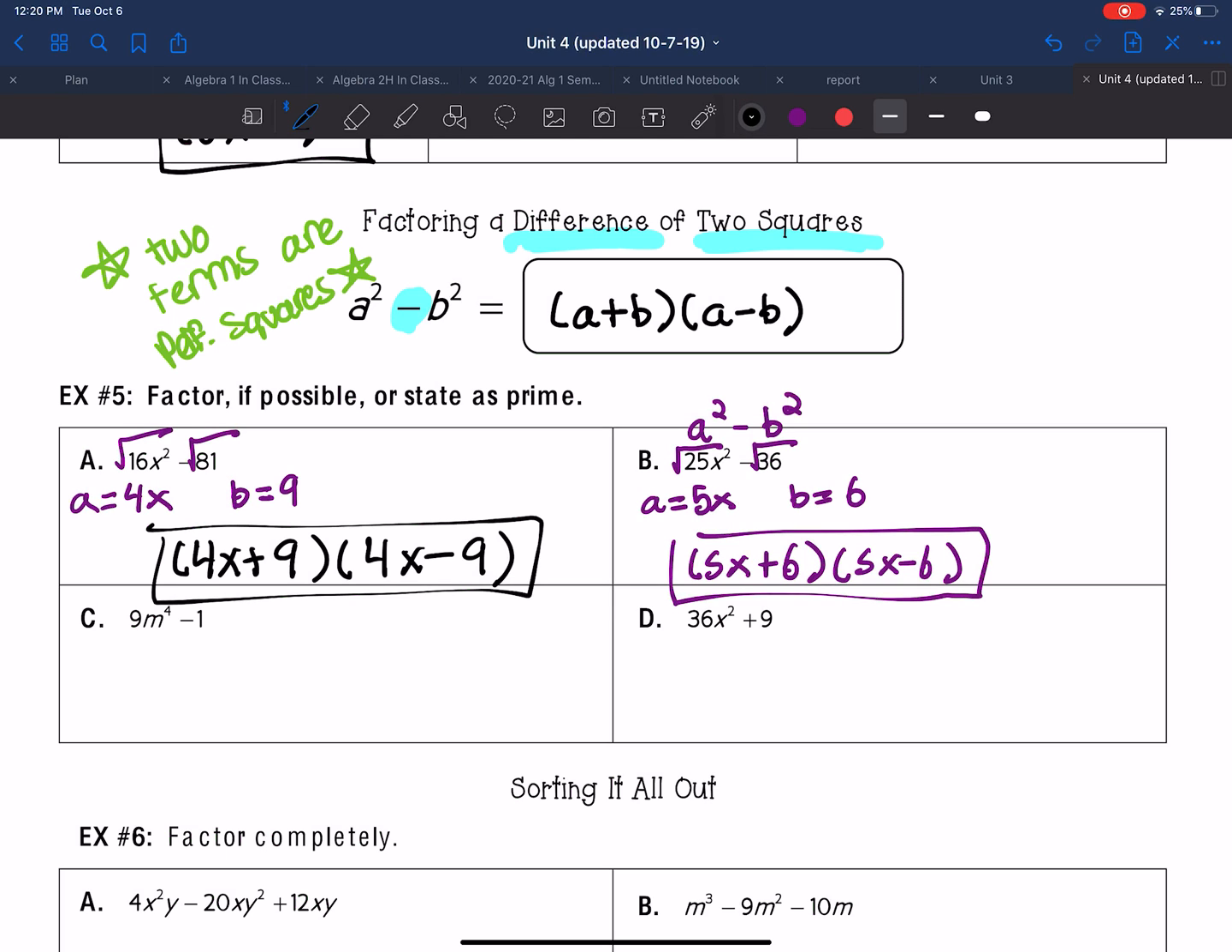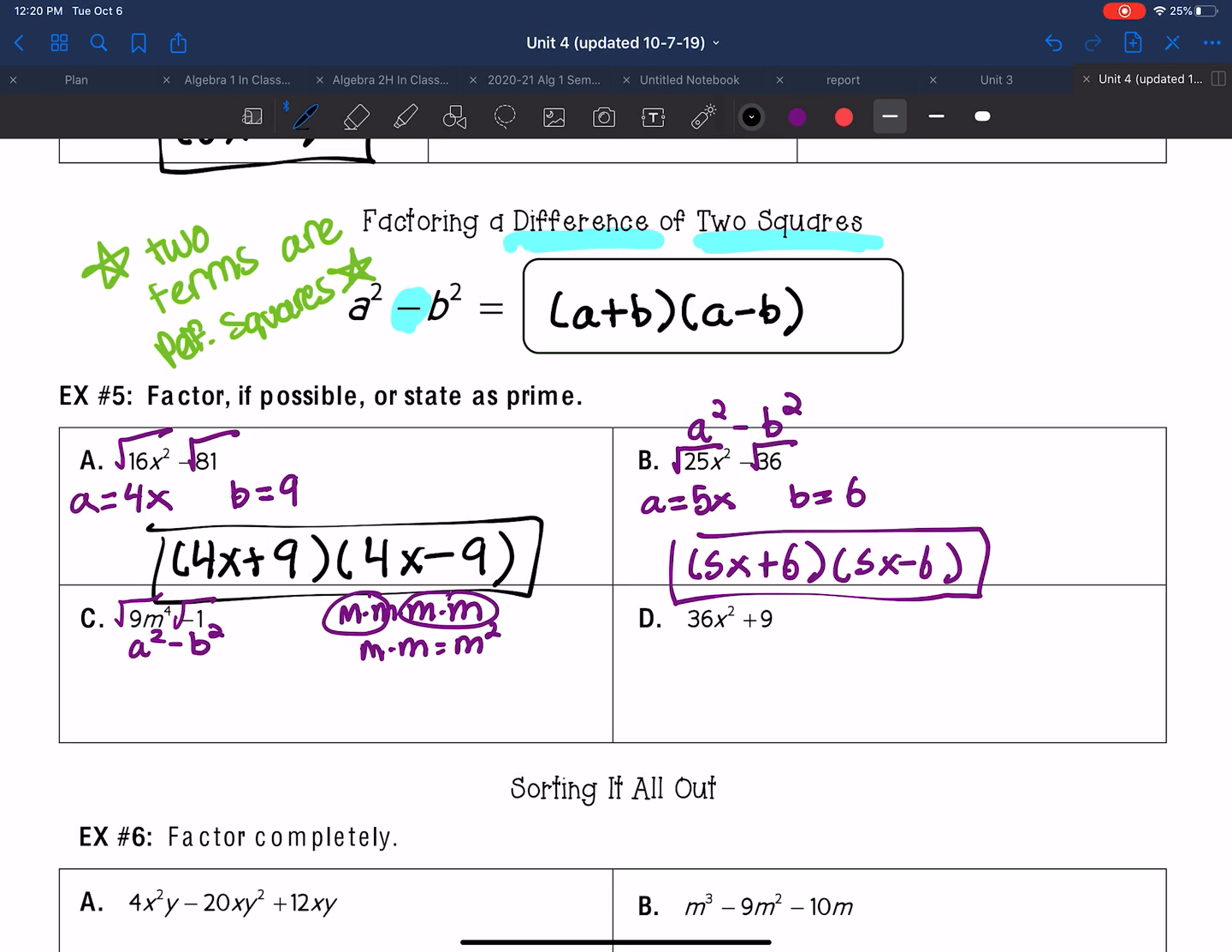All right, going down to part C, I have 9m to the fourth minus 1. First of all, we're going to see if this follows the a squared minus b squared form. So if I take the square root of those, they better be clean. If they are not, then they're not the difference of two squares. But the square root of 9m to the fourth, well, we know that if we have m times m times m times m, if we're taking the square root of that, we're looking for doubles. So I have a double here, and I have a double here. So the square root of m to the fourth is going to be m squared, okay?